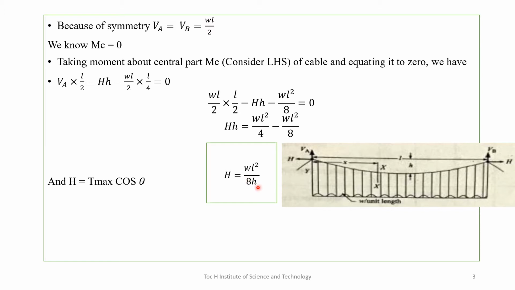So in this equation, w is the intensity of load, L is the length of the span and small h is the central dip of the cable. Okay, so by using this equation we can find out the thrust in the cable when the cable is subjected to a uniformly distributed load. Okay, and here you can see the thrust H is equal to T max cos theta, where theta is the angle with the horizontal, so cos theta is equal to H divided by T max, and from that H is equal to T max cos theta.